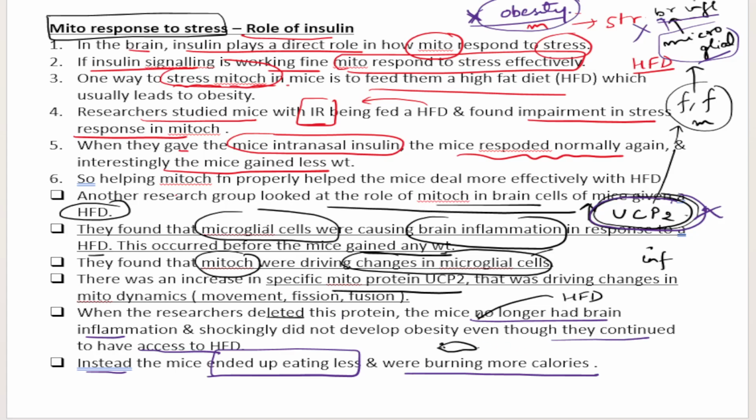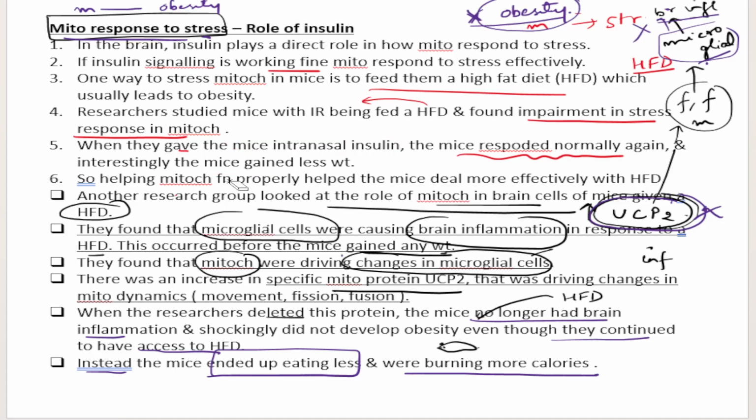So this shows that mitochondria were causing these microglial cells to cause brain inflammation and obesity. So mitochondria play a role in obesity. Mitochondria play a role in stress response. And insulin plays a direct role in how the mitochondria respond to stress.